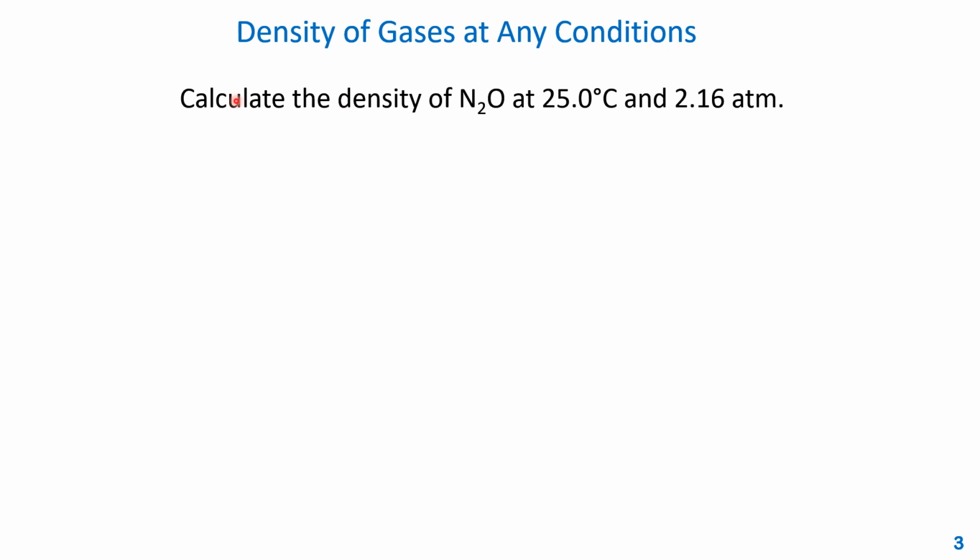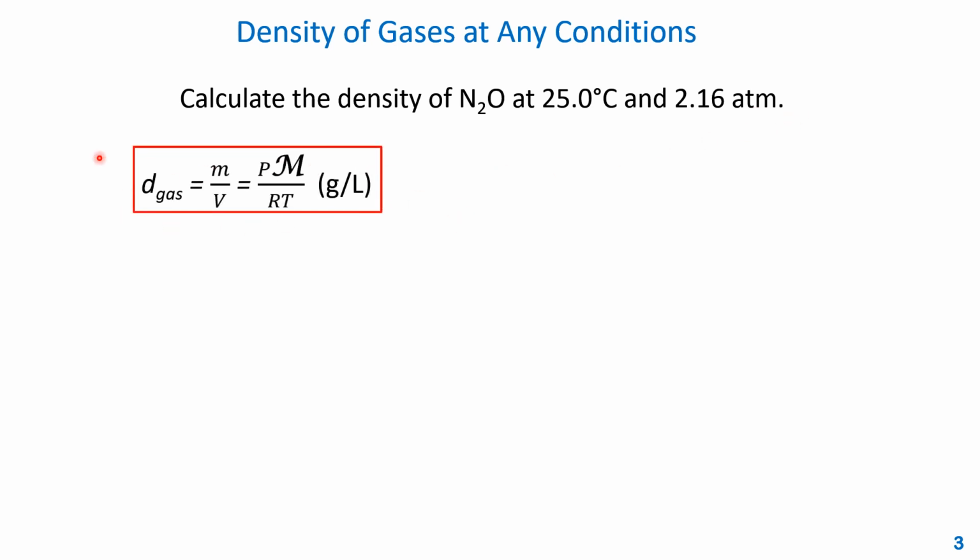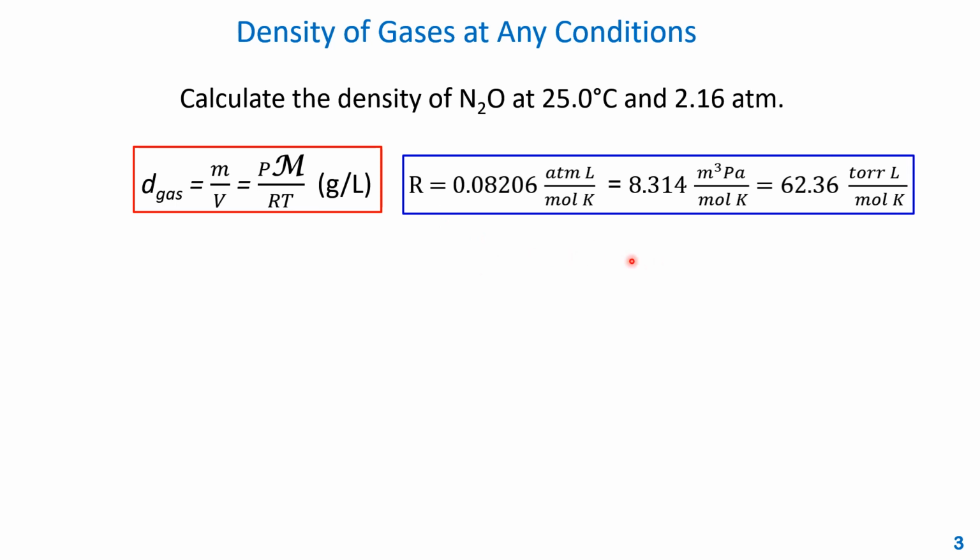First, this is one example. Calculate the density of dinitrogen monoxide, also called laughing gas, at room temperature and 2.16 atm. And we know the formula to calculate the density at any condition is P times molar mass over RT. R is the ideal gas constant, and it can be different if you use different units of pressure and volume. In international units, R equals 8.314.